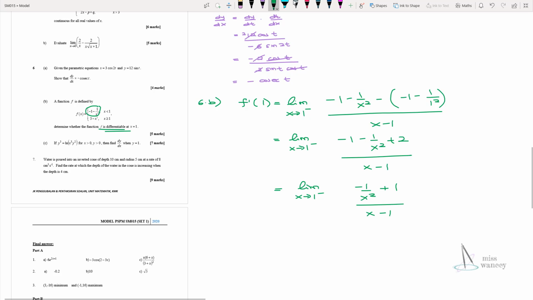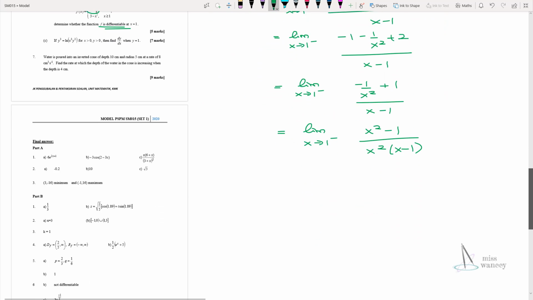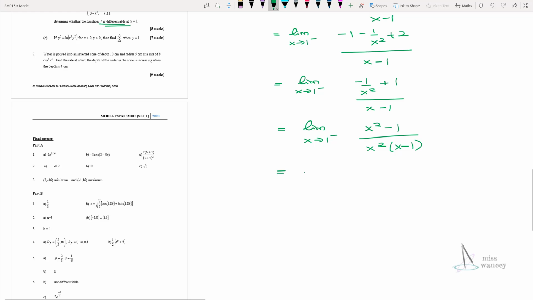So let me change this one into a single fraction. So this is the limit for x approaching 1 on the left hand side of x square minus 1 over x square x minus 1. So if we do try to substitute with x equal to 1, we are going to get 0 over 0. So that means I should factorize my numerator first. So this is the limit for x approaching 1 on the left hand side, x plus 1, x minus 1 over x square x minus 1.